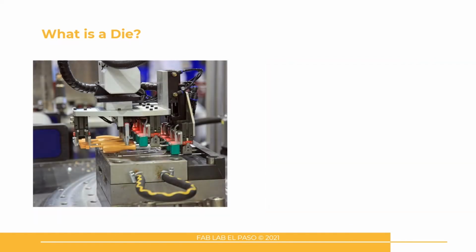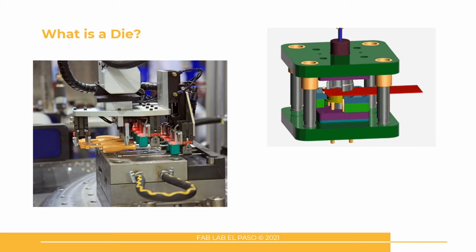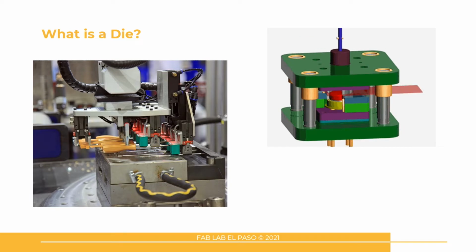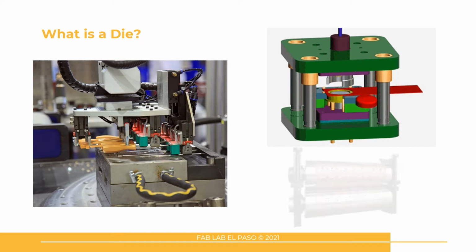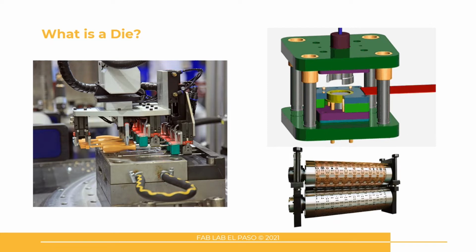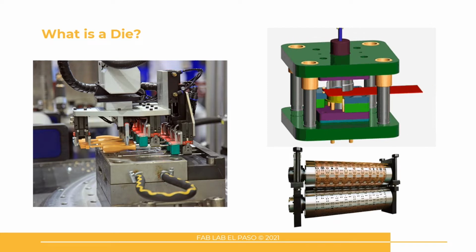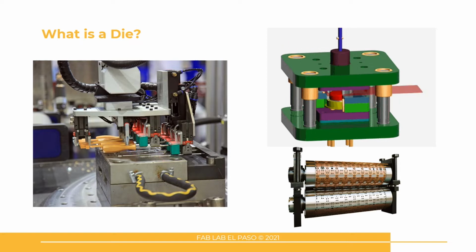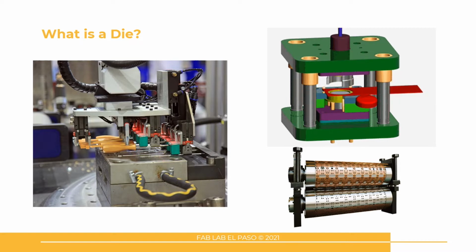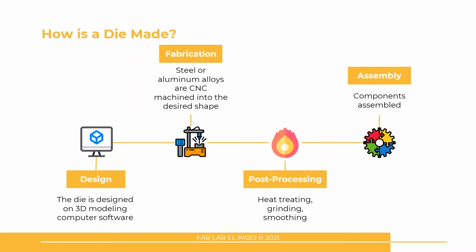Dies come in many forms. Here is an example of a finished product being ejected from a die. This is a stamping or cutting die used to cut the same shape over and over again. And finally, this is a rotary die, which cuts or punches shapes into sheets of metal fed through the two cylinders.